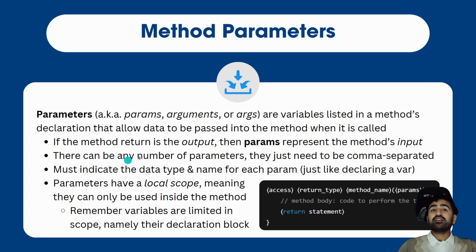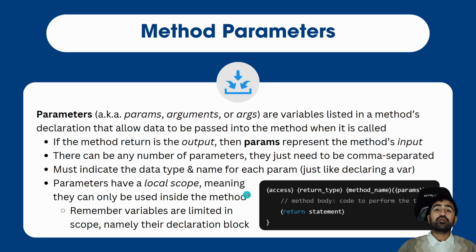There can be any number of params. They just have to be separated by commas. So if you have 100, right, just separate each one by commas. If you have 100 params, that might be too many. For the most part, we'll probably have just a couple, maybe one, sometimes none. So you have to indicate the data type and the name for each param. So it's going to look a lot like you're declaring an empty var. So you're not initializing, right? You're just declaring. That's exactly what it's going to look like in the params.